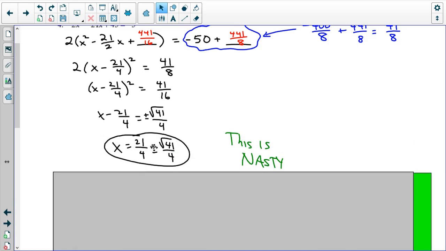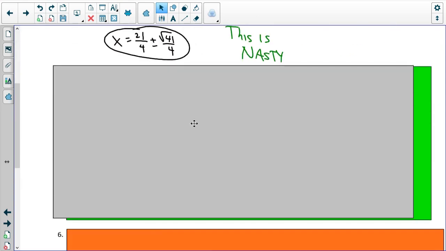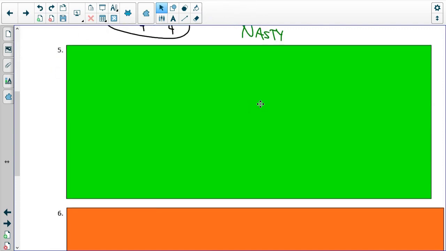Notice I got the same answer that I got every other time I've done problem 4. But this is nasty. This is just not very fun. So if I end up with this 21 over 2 or something where the b value divided by a is not nice, or even if the b value divided by the a value is not even, it ends up with fractions all over the place. And so we have to be careful when we're doing these.